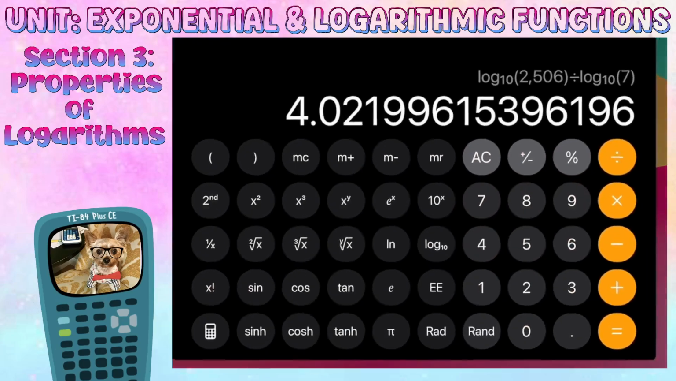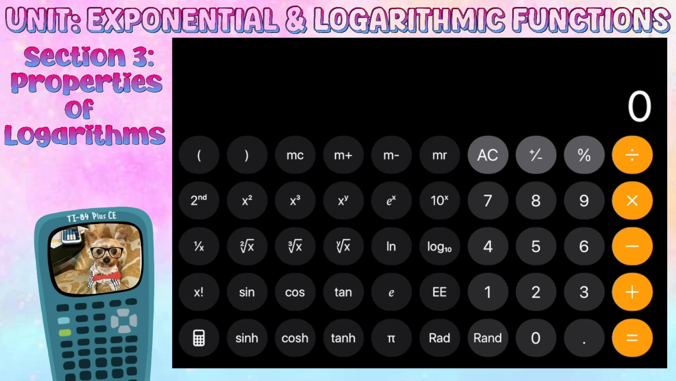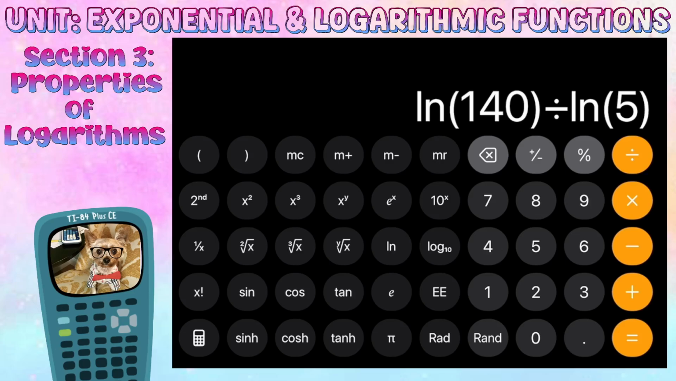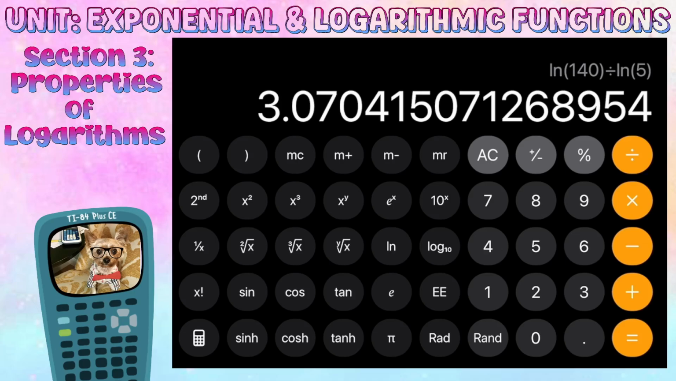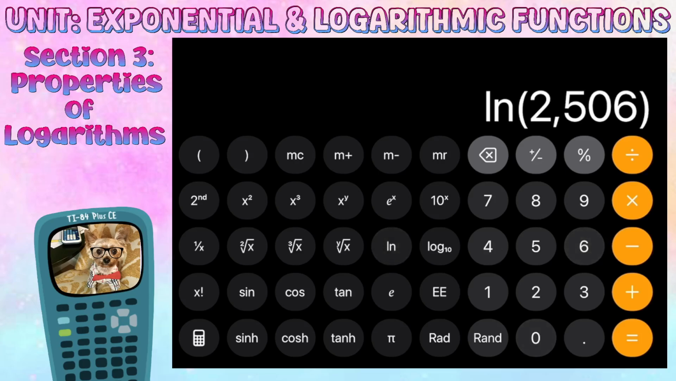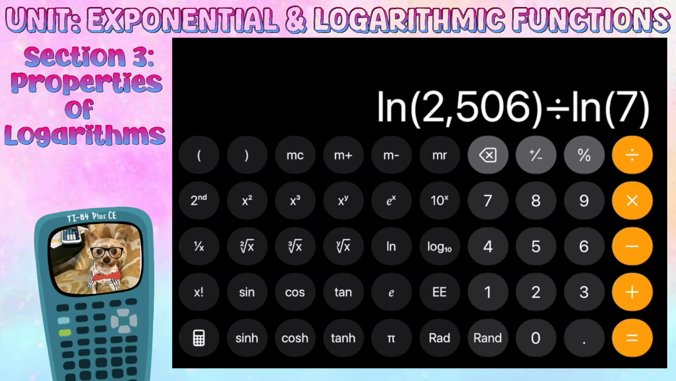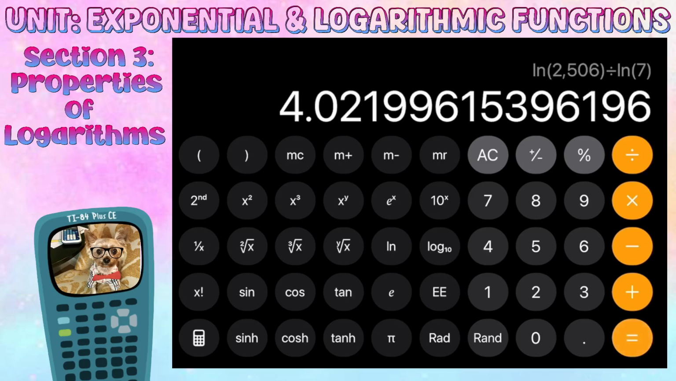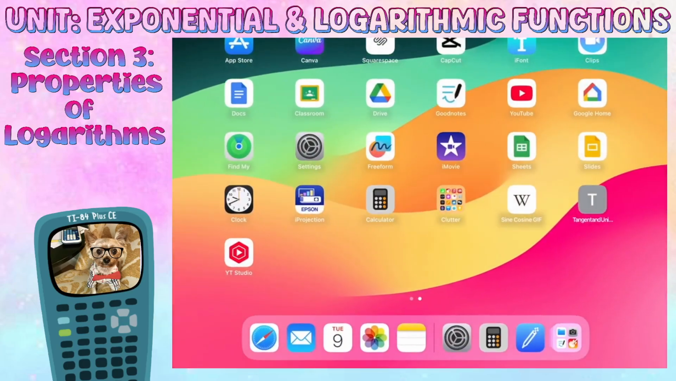So we're going to do 140 ln divided by 5 ln. Again, on your calculator, you might hit ln first. ln might be on the same button as e, so you might have to hit shift first. 3.07, and that is what we got before. And then while we're here, 2506 ln divided by 7 ln. And we should get the same answer as we got before, 4.02. Yep. So those are approximations of our answers. So that's how you punch those in the calculator.